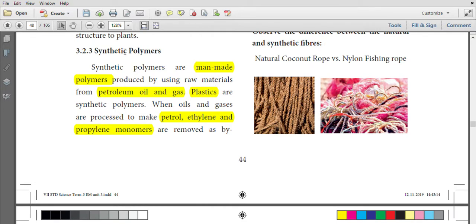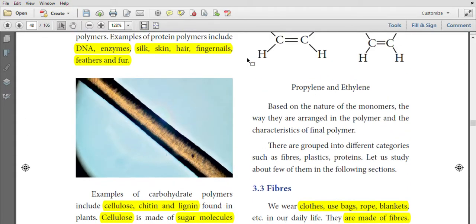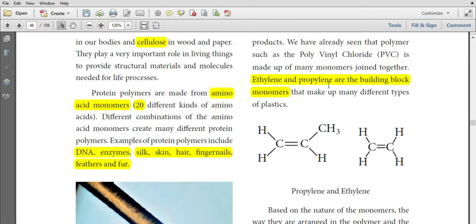Man-made polymers are called synthetic polymers. Petroleum oil and gas are the raw materials used to produce synthetic polymers. Plastics are examples of synthetic polymers. Ethylene and propylene are monomers. Ethylene and propylene are the building blocks of polymers.